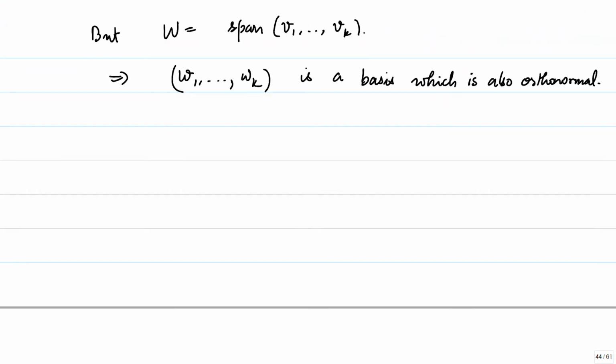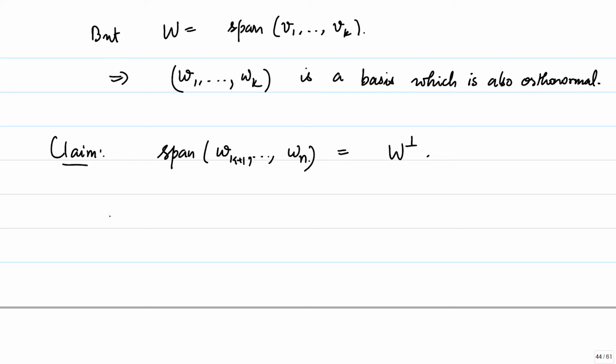So, let us now prove the claim. Let me write it down explicitly what we are proving. We will prove that the span of Wk plus 1 to Wn is equal to the orthogonal complement of W. So, let us have a look at the containment in this direction. Let us prove that if any vector is in the span of Wk plus 1 to Wn, then it is in the orthogonal complement as well.